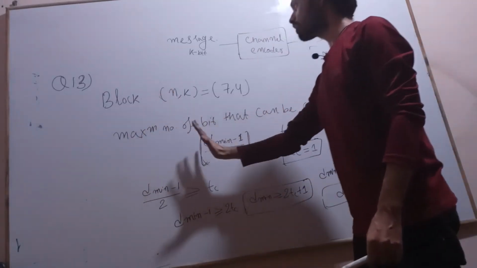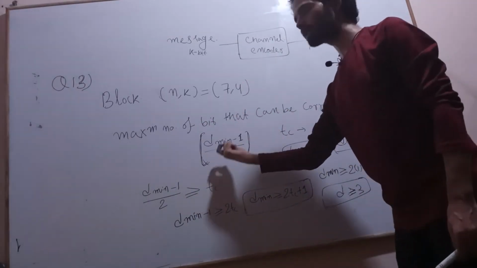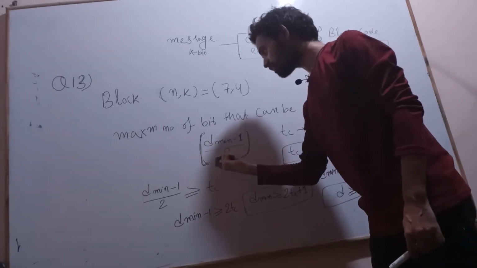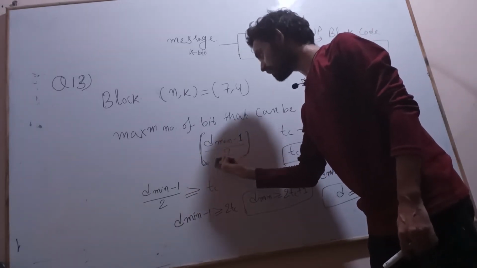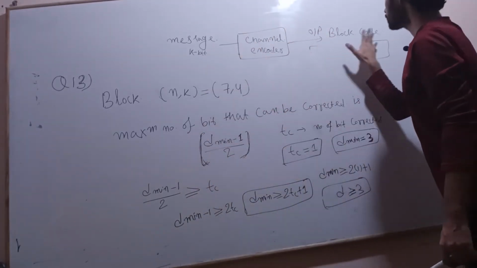This is in the case of a linear block code. What is this d minimum? It is nothing but the Hamming distance, which determines the error control capability of this linear block code.